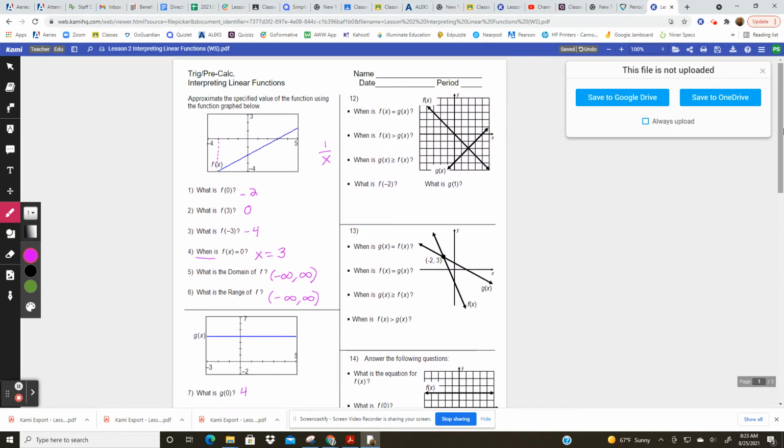Okay, number 12 here, we have when. So again, we're looking at x values. When is f of x equal to g of x? So we want the x-axis when they're equal. We want to know what x value. So basically, that x value right there is where they cross. So that x value is 2. So you can put 2 or x equals 2.